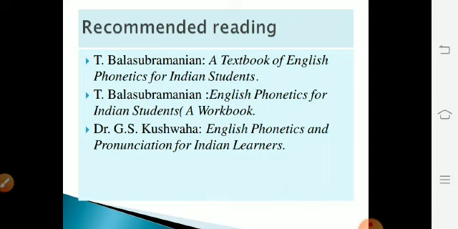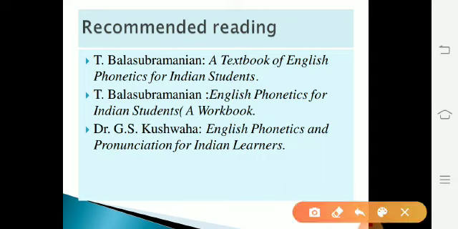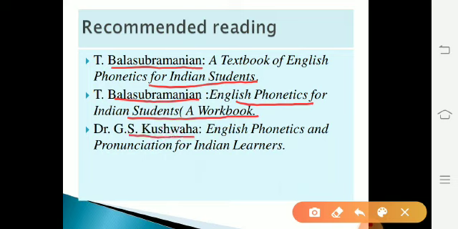Here I would like to tell you about some of the recommended readings where you can learn more about phonetics. T. Balasubramanian's A Textbook of English Phonetics for Indian Students. Another book, T. Balasubramanian's English Phonetics for Indian Students: A Workbook. And Dr. G.S. Kushwaha's English Phonetics and Pronunciation for Indian Learners.